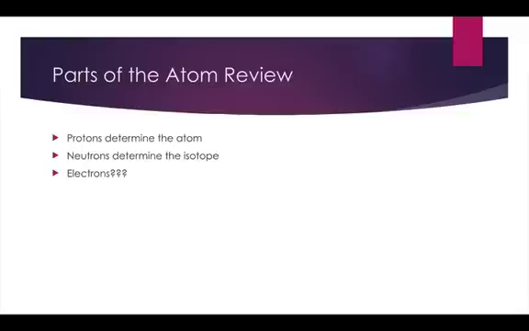Alright, a little bit of review before we get into this. Guys, you already know that the protons determine the atom, the element it's going to be. And so 79 protons, for example, is going to be gold. Neutrons are going to be what determines the isotope. Keep in the back of your mind, if we're talking about isotopes, we're comparing two or more atoms that have the same number of protons, different number of neutrons, and it's that difference in neutrons that causes them to be isotopes of each other.